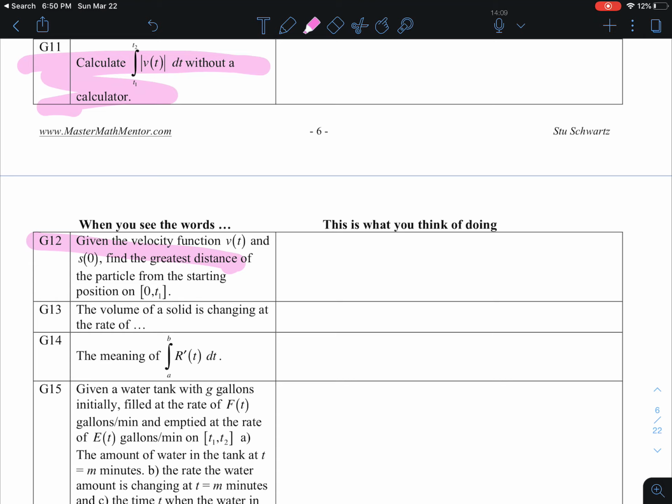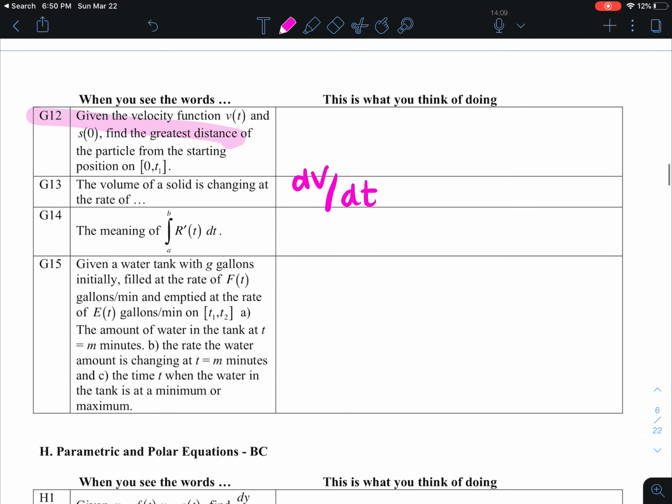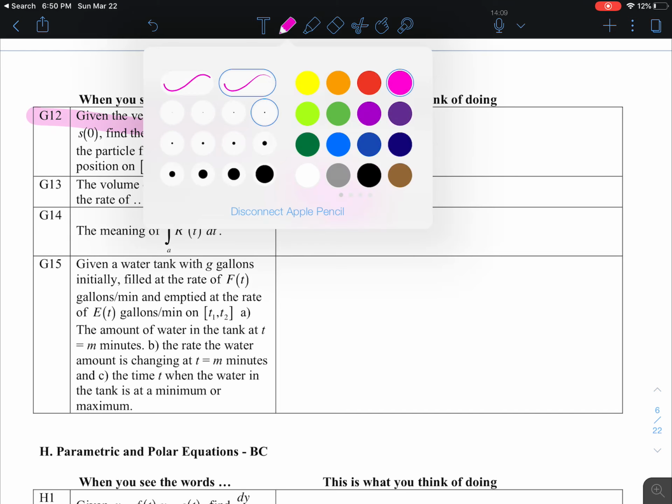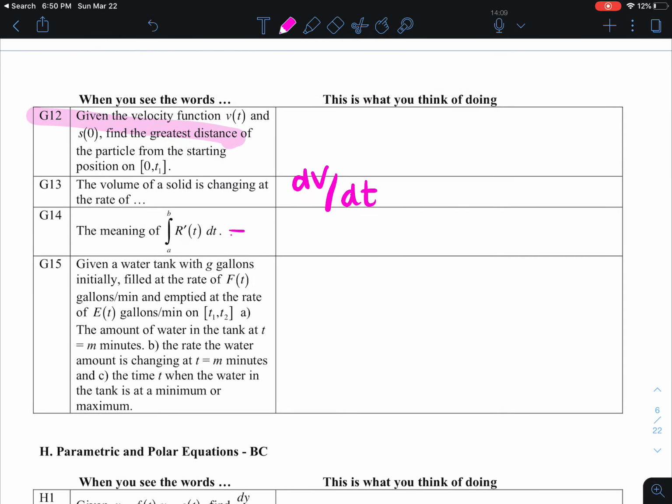G13's on there. The volume of a solid is changing at a rate of. This is where we're going to do a good old-fashioned derivative. So that's fun. Interpreting the meaning of A to B. This is definitely going to be tested. I think we're going to see a lot of questions about interpreting meaning. This is where we're looking to notice the difference between R of B and R of A.